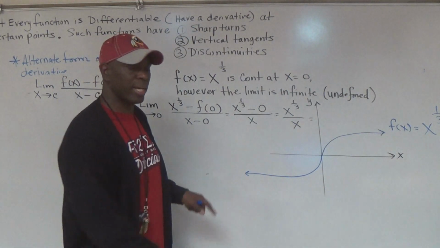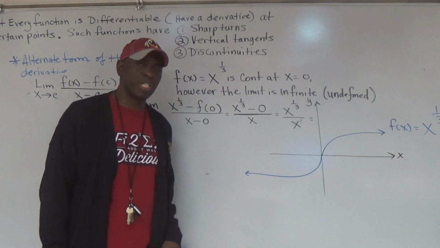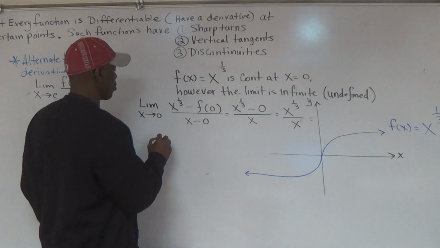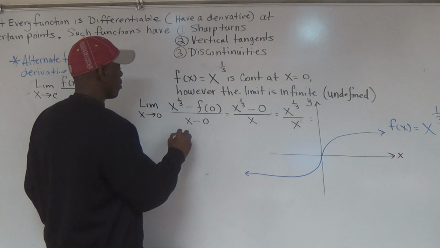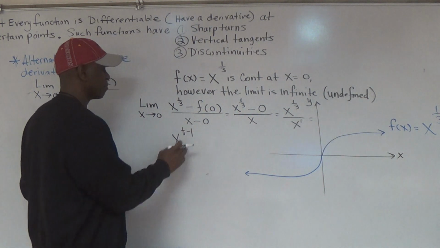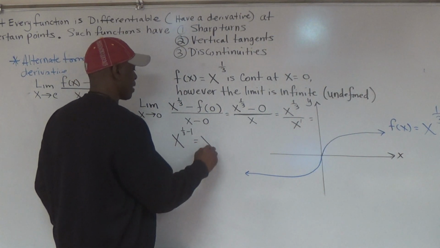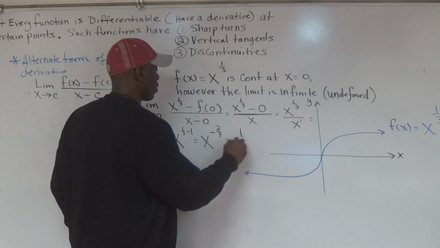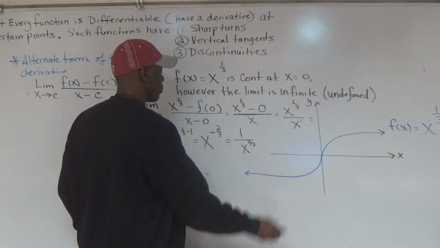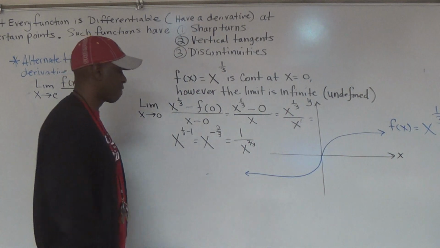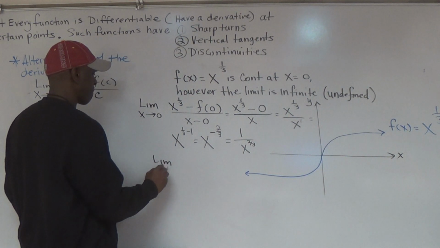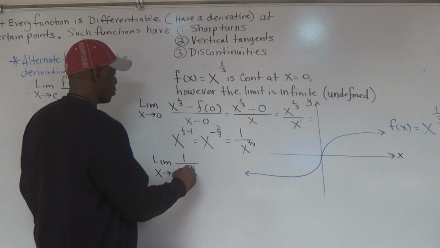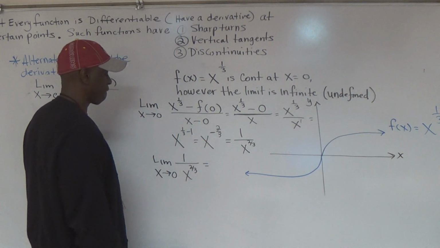What is x to the 1/3 divided by x? This is x to the power 1. What do you do with your exponents? What do you do with these two exponents? Very good. Subtract. So that's going to equal x to the 1/3 minus 1, which equals x to the negative 2/3. And this equals 1 over x to the 2/3. And so we have the limit as x approaches 0 of 1 over x to the 2/3, which equals infinity.